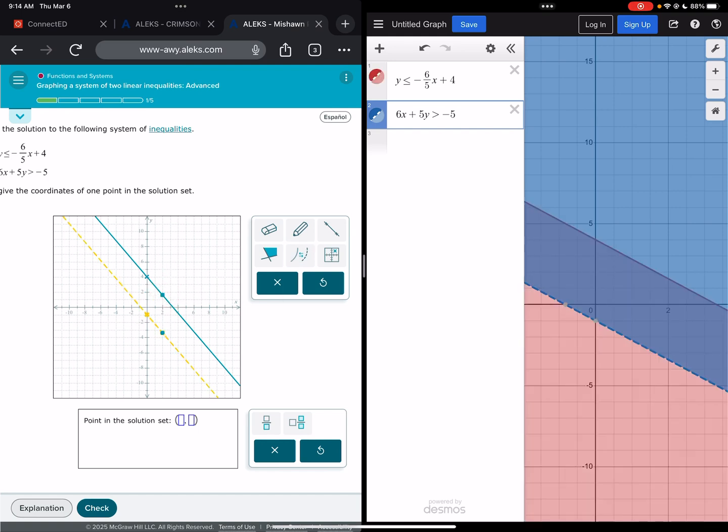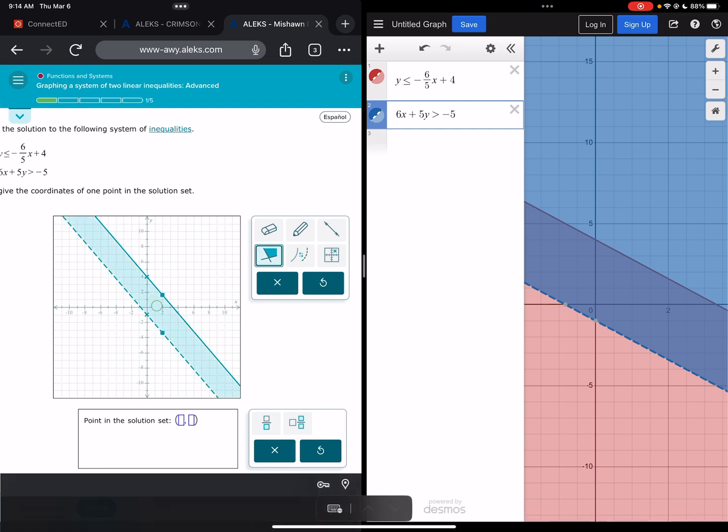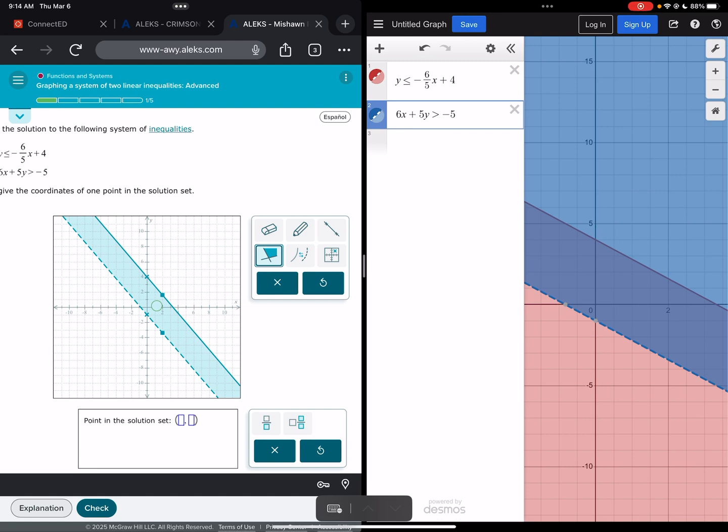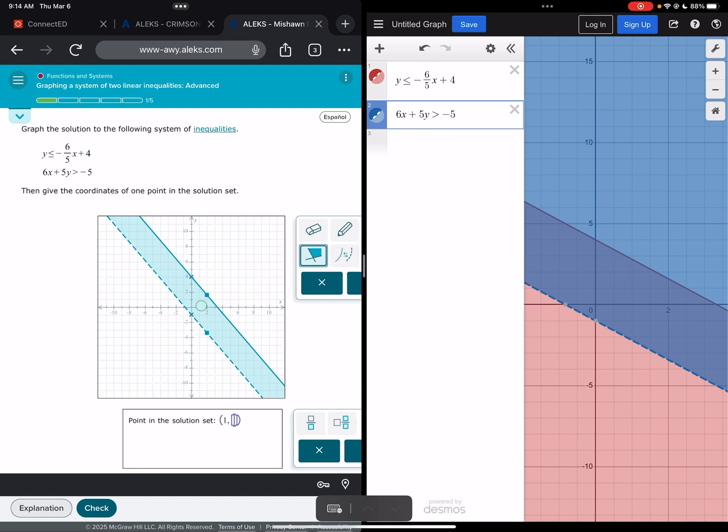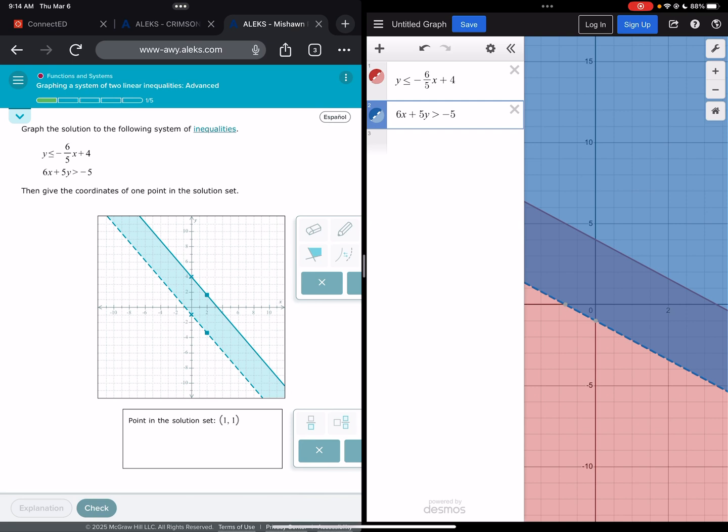When I add them together, I see that they are both highlighted in the middle. So when I pick which section, it's going to be this middle guy right here. Picking a point in the solution set, I can pick any point I want. So I'm just going to pick the (0, -1), which I can check.